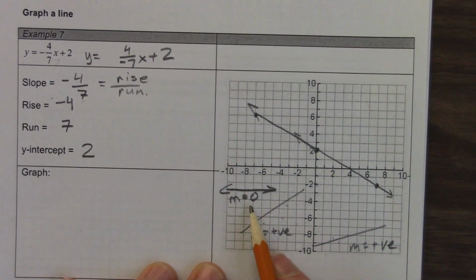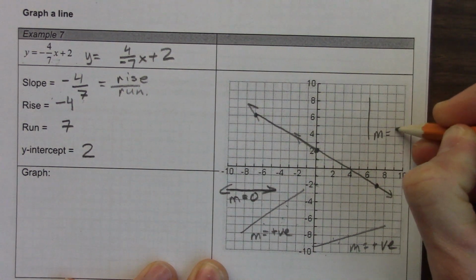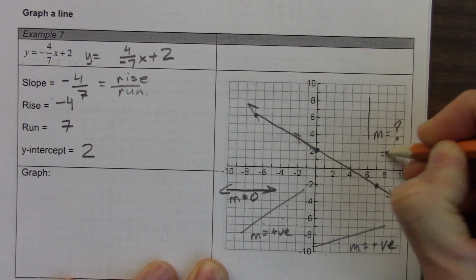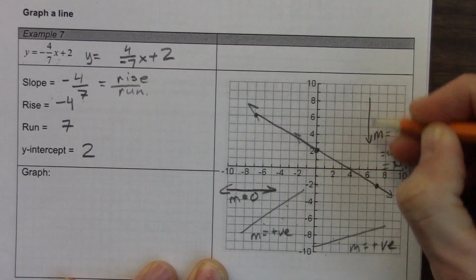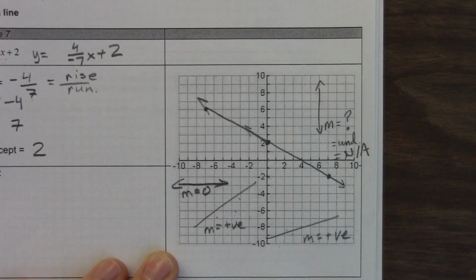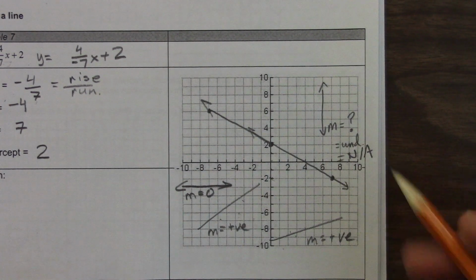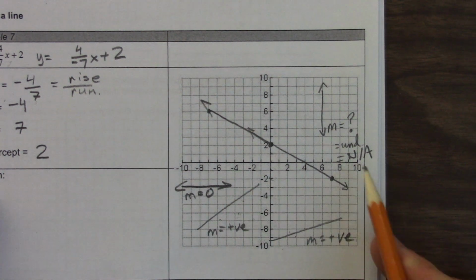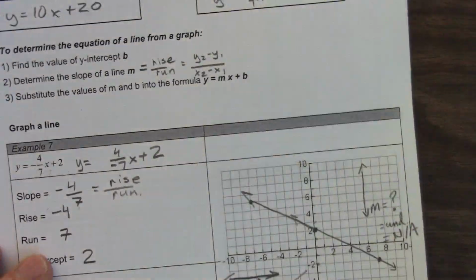So this m is equal to 0. This m is equal to undefined or NA. You wouldn't say question mark because that's I don't know, but you would say undefined or not applicable. All right? Any questions with that one?